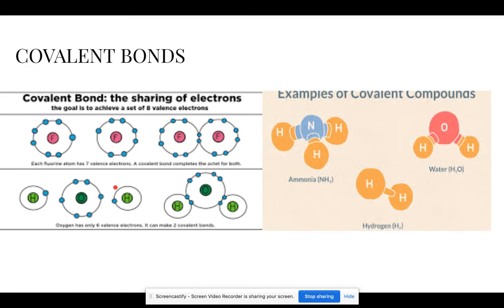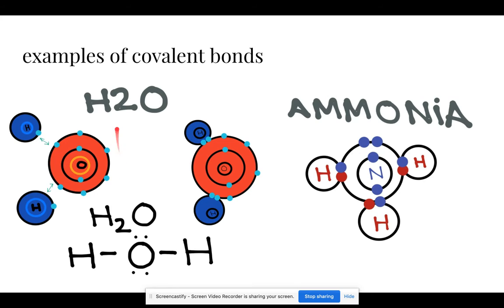Next, I'm going to give you some examples. Here we have our water. Water is a great example of a covalent bond. We see our oxygen with 6 valence electrons, so it needs 2 more. And hydrogen can provide it because they have 1 each. And hydrogen wants to get 2 too, so it's beneficial for both. And they're going to come together and share these valence electrons.